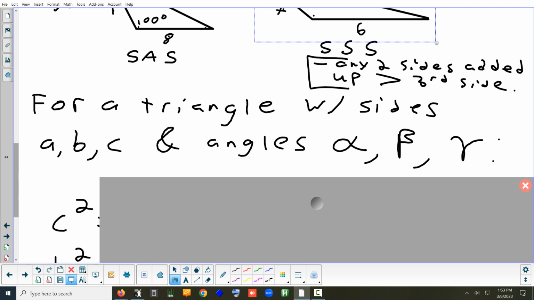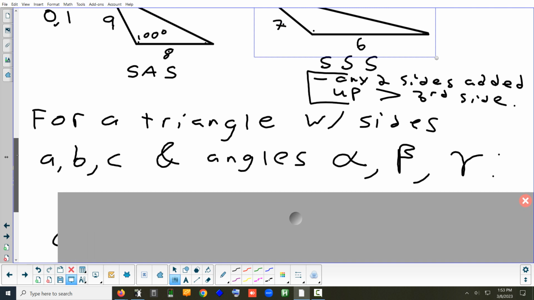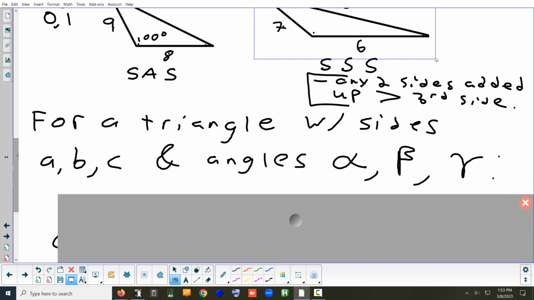So let's look at what the law of cosines is. In the formula, we're going to use the same labels we're used to using. A, B, and C are going to be sides. Alpha, beta, and gamma, angles.